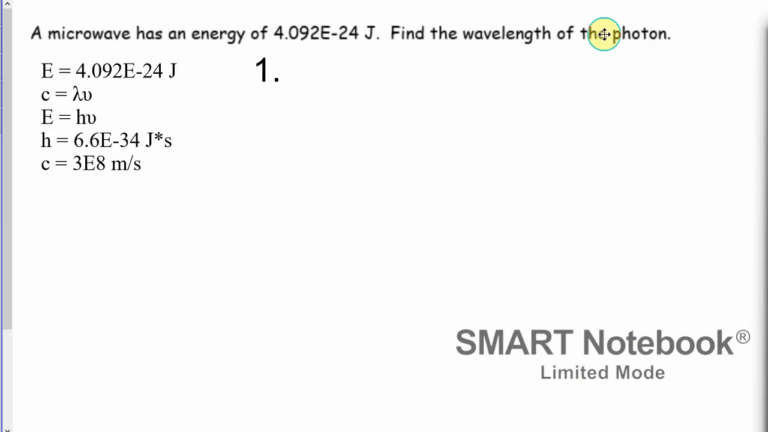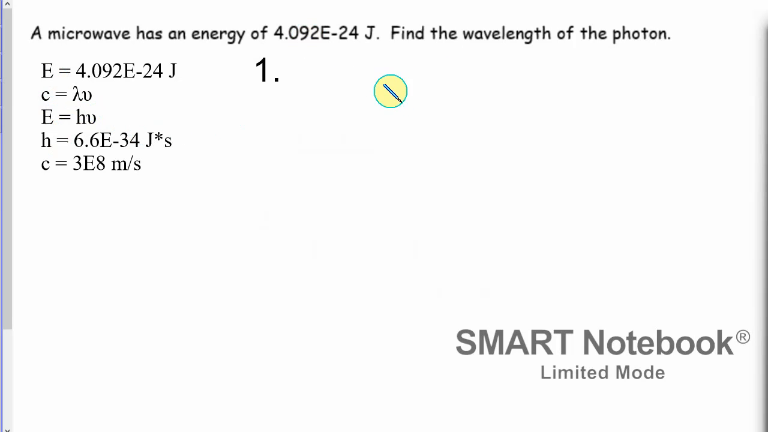Find the wavelength of the photon. Well, I've got my information over here. I've got the energy written down. I've got the formulas, and I've got the constants in here. And there is no way, using these formulas, to directly calculate the wavelength from the energy. Yeah, I could combine these two formulas and get a larger formula, but I'm not going to do that. I'm going to do this as a two-step problem.